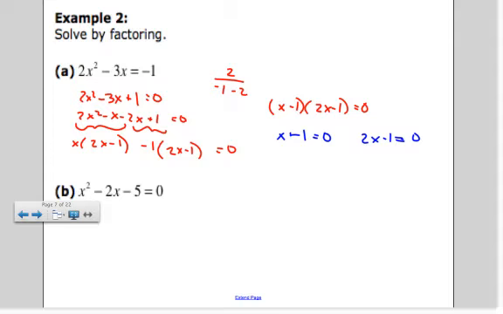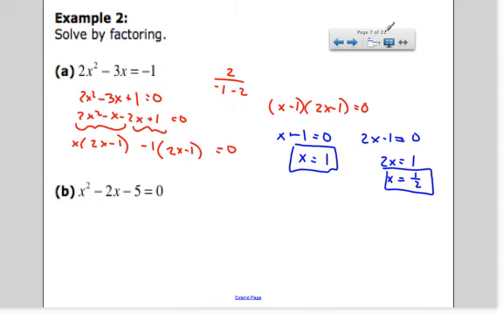to 0. And here I'm going to add 1 to both sides, so x equals 1. I'm going to add 1 to both sides, so 2x equals 1, and I'm going to divide both sides by 2, and I get x equals 1/2. So my solutions are x equals 1 and x equals 1/2.